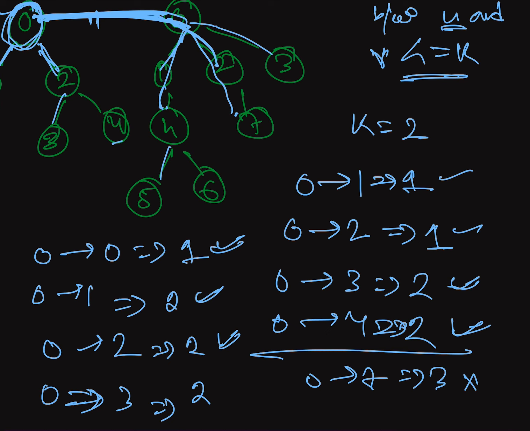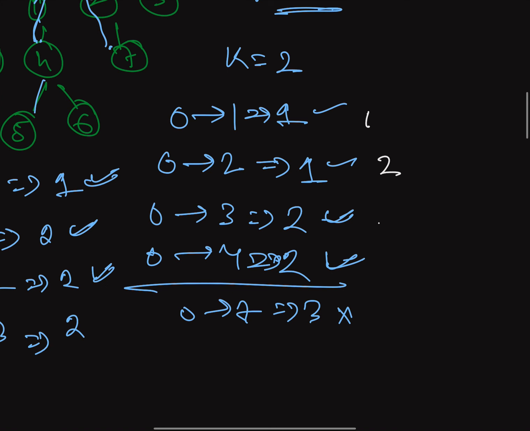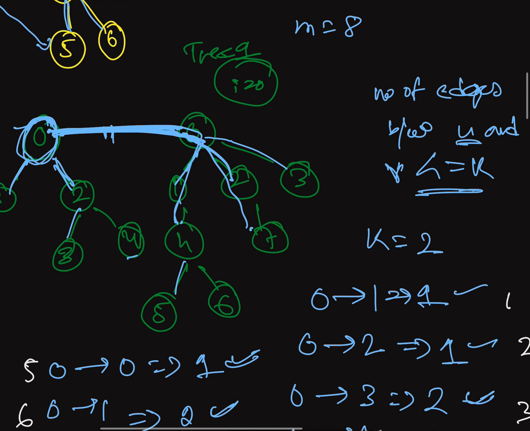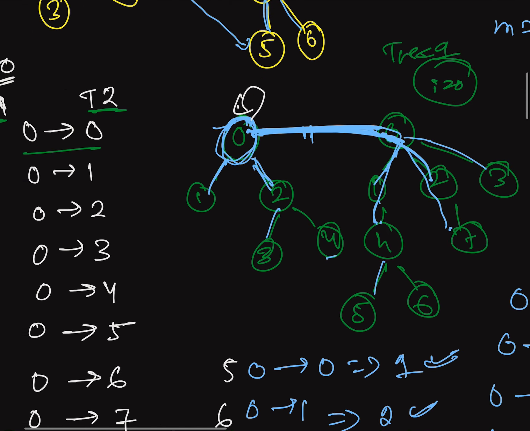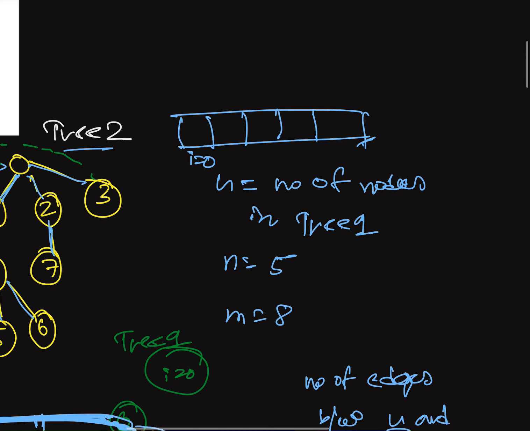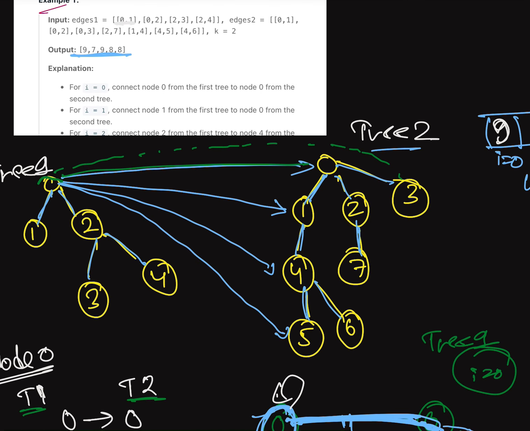Now how many nodes are there that can be connected to be a target? You can check 1, 2, 3, 4, 5, 6, 7, 8, and one more possible. So that's why our answer for this will be 9. Okay, this is for 9. You can check the answer here is 9. We have to maximize this value.